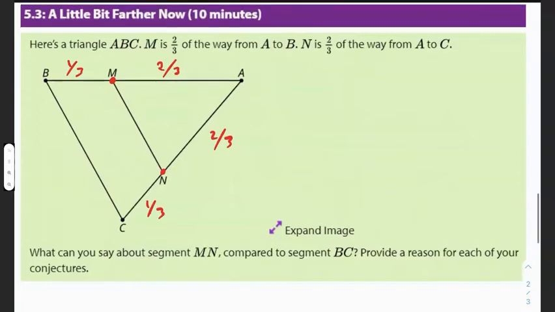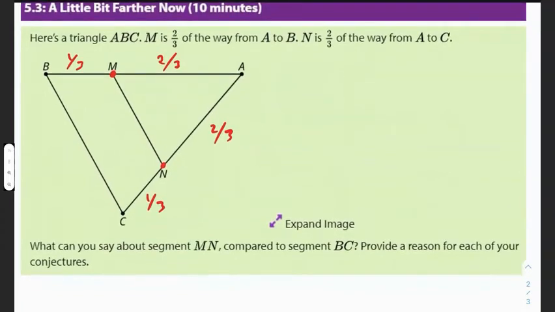What can you say about segment MN, which is from here to here, compared to BC? So go ahead, pause the video, and come up with something that you can say about the difference between those two, given what was given to us, right? Okay, so hopefully you paused the video and you realized that MN is probably 2/3 the length of whatever BC was, right? So let's see, MN is 2/3 of whatever BC is, right?